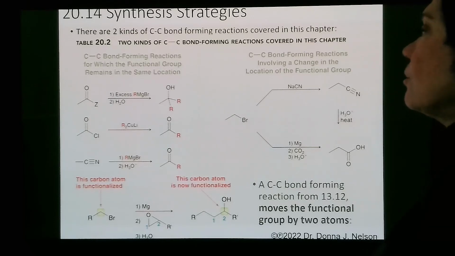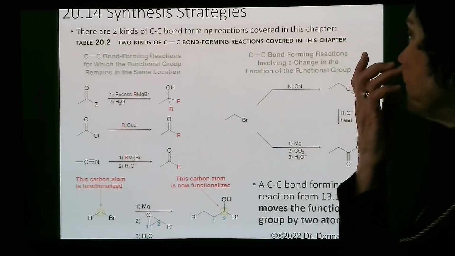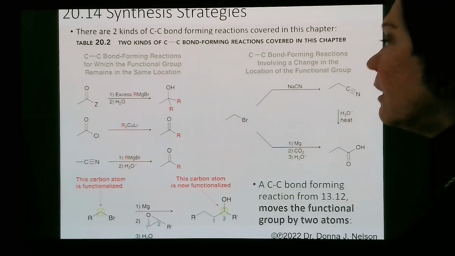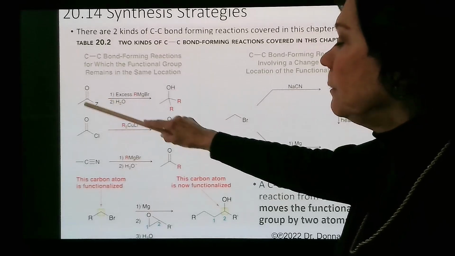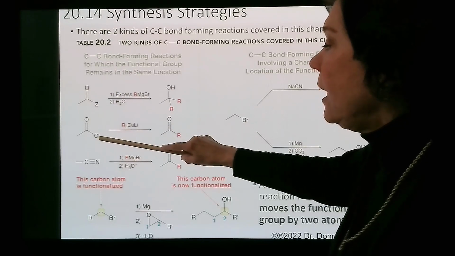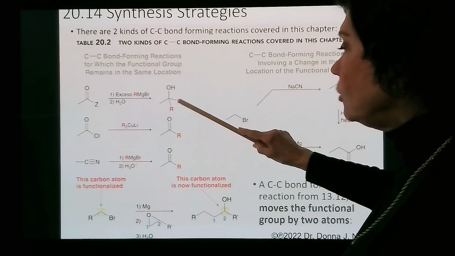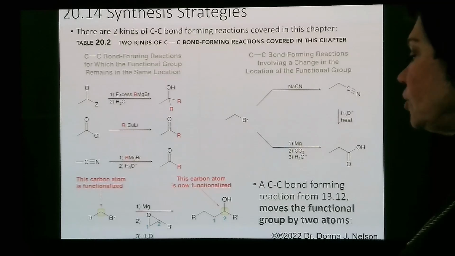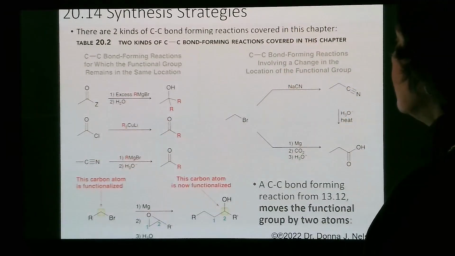So overall, there are 2 kinds of bond-forming reactions in this chapter. There's the one in which the bond-forming reaction, the functional group remains in the same location. So you can see the functional group is changed. The functional group on the carbonyl carbon changes, but the carbonyl carbon itself stays intact. There is elaboration done at the carbonyl carbon.